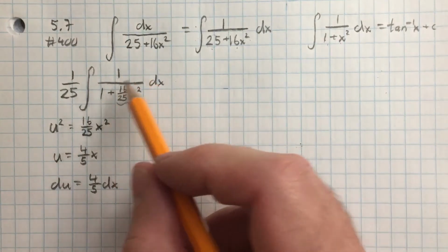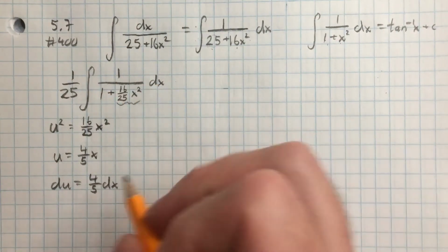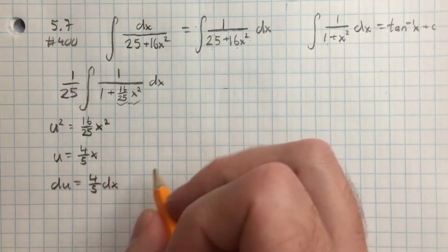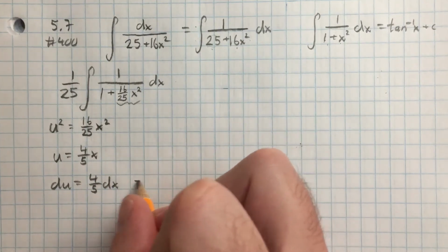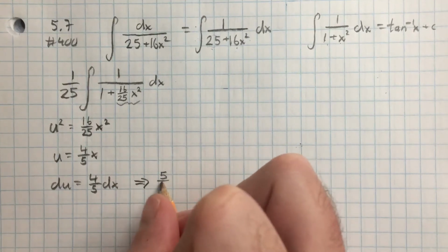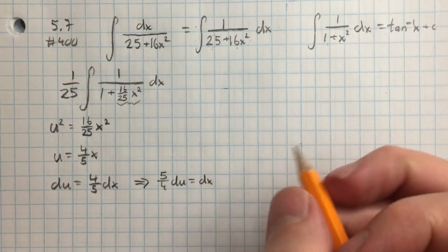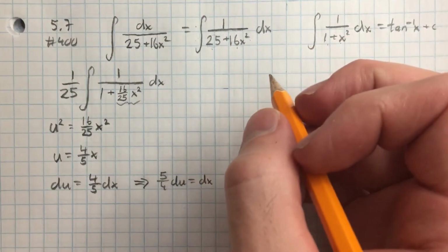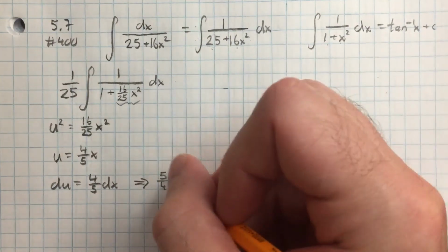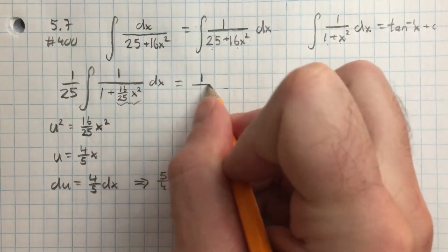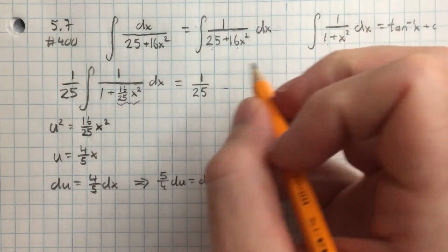We don't have a 4/5 dx floating around, we only have dx. So again, move those multiplicative constants over to the other side. In this case, it is a 5/4. So 5/4 du equals dx. And now we can replace everything. Dx will become 5/4 du, and this will be u squared. We now have the integral all in the variable u.